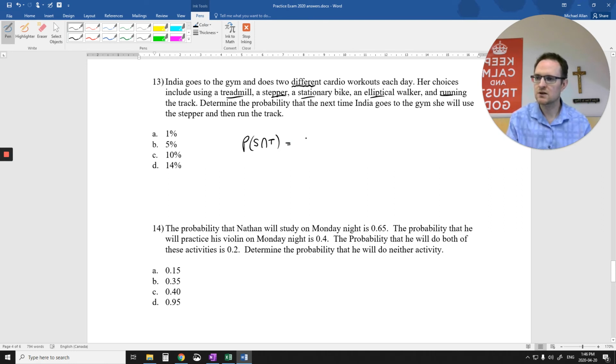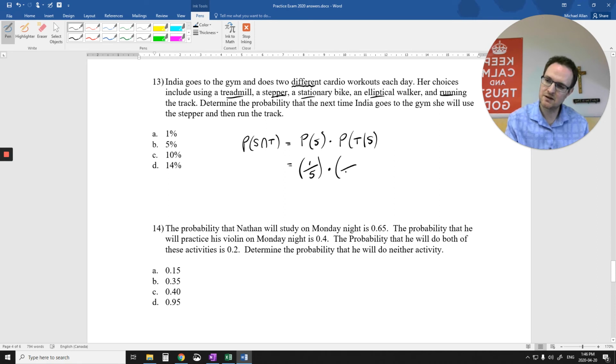Track. So let's go through the probability of her doing the stepper. Then we're going to times that with the probability of going to the track if she's already done the stepper, right? So these are dependent on each other. If I do the stepper, I've changed the probability of the track, because there's a 1 out of 5 chance you'll do a stepper to start off with, right? But because I've done the stepper, there's only 4 now for the track, and there's only a 1 out of 4 chance it'll happen because I've done one. I have one less thing to choose from. This would be 1 over 20.